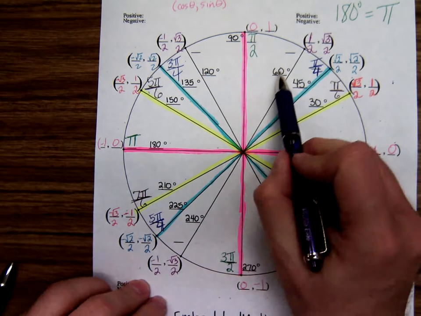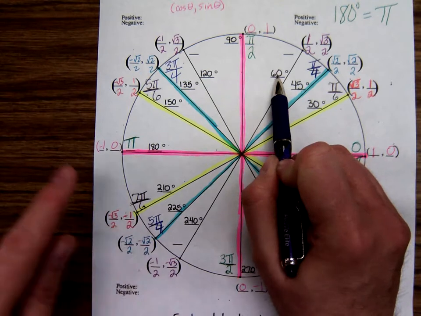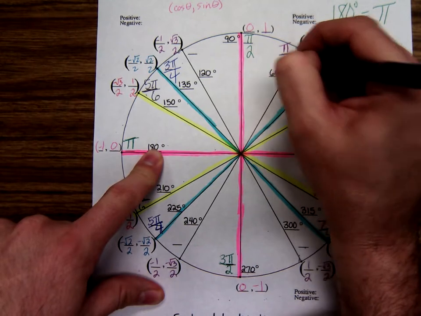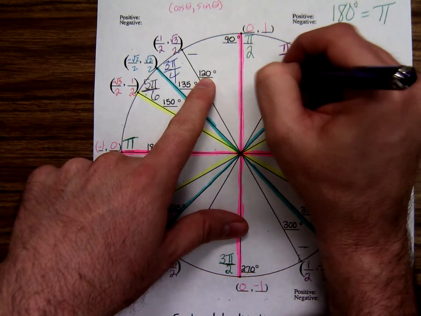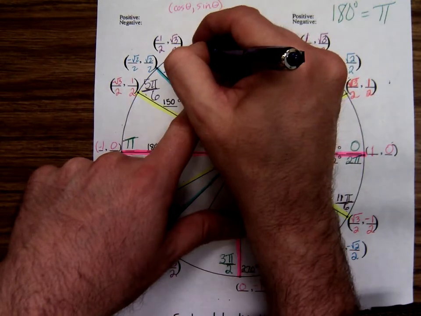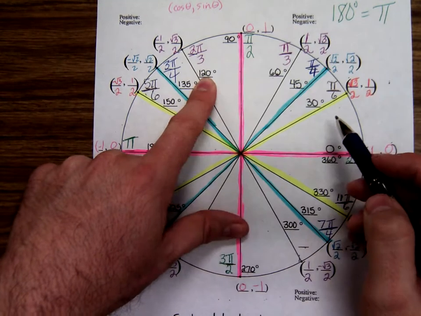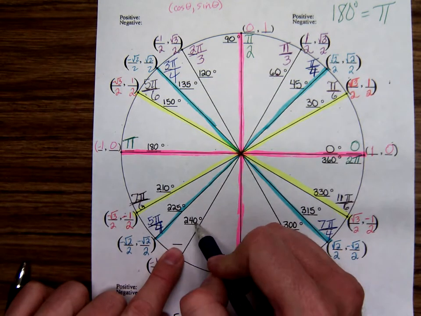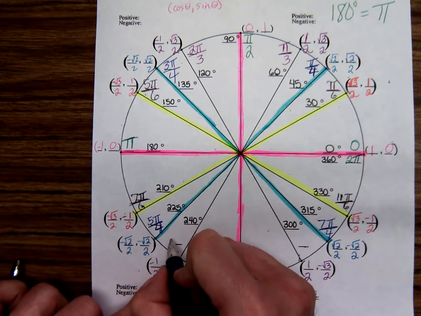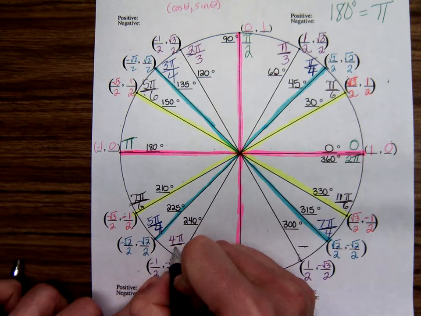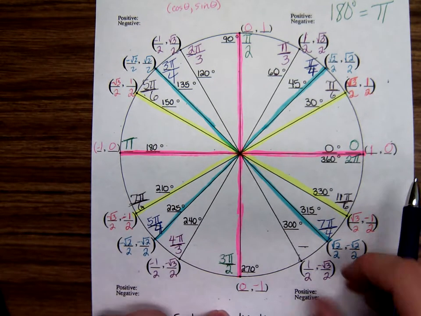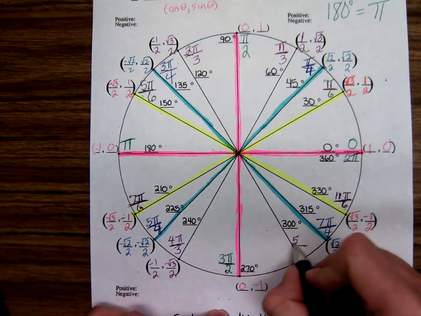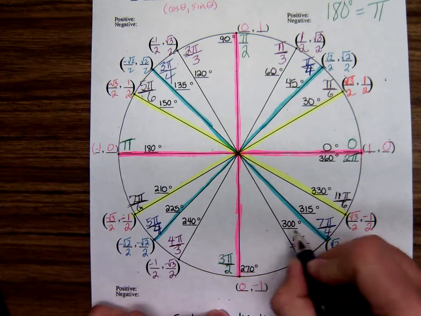Now we're going to do the 60 degrees. 60 degrees would be 180 divided by 3. 120 is 60 times what? 2. So I'm saying 2 times 60 is 120. What do I multiply 60 by to get 240? 60 times 4. So 4 pi over 3. Only one left. What do I multiply 60 by to get 300? 5. 5 times 60 is 300.